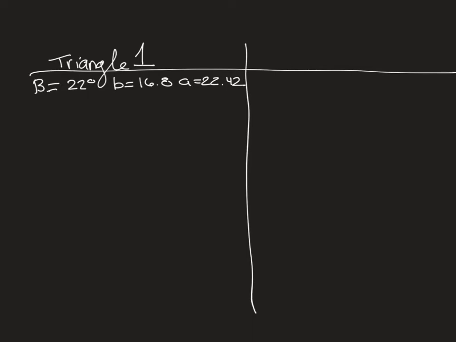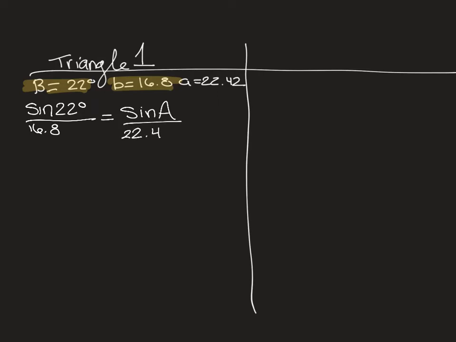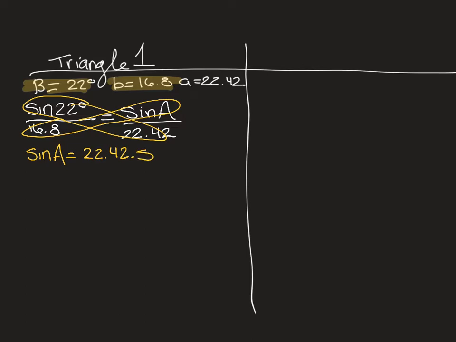Because I have a complete ratio, let me use my highlighter. Because I have a complete ratio right here and right here, I can go ahead and use that. I'm going to use the law of sines. So I'm going to do sine of 22 degrees over 16.8 equals sine of angle big A over side A, 22.42. And what I'm going to do is cross multiply and then divide. So it would be sine A equals, you would multiply the 22.42 times the sine, hang on, let me erase that and fix that. It was supposed to be a multiplication. Times sine of 22 degrees, and then you would have divided all this by 16.8.